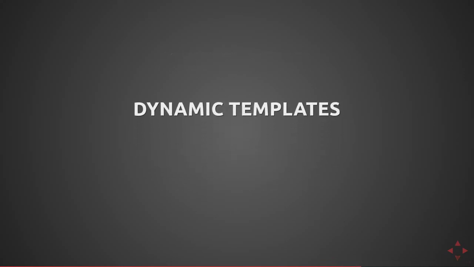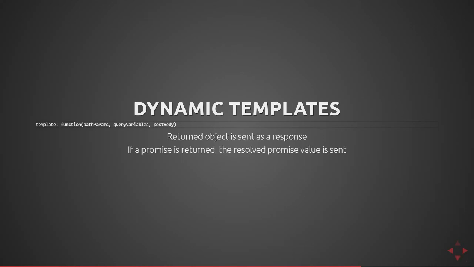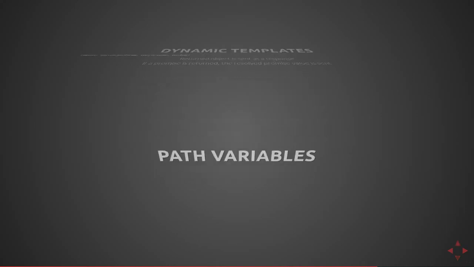Next, we're going to cover how to create dynamic responses. Dyson allows for highly customizable responses. You can do dynamic templates, which take in a function matching this signature here. The first parameter is path parameters. We'll cover those a little bit later. Then query variables, and the post body if you have a post endpoint. So the returned object from this function is sent to the calling client as the response. If a promise is returned in this function, the resolved value of the promise is sent to the client.